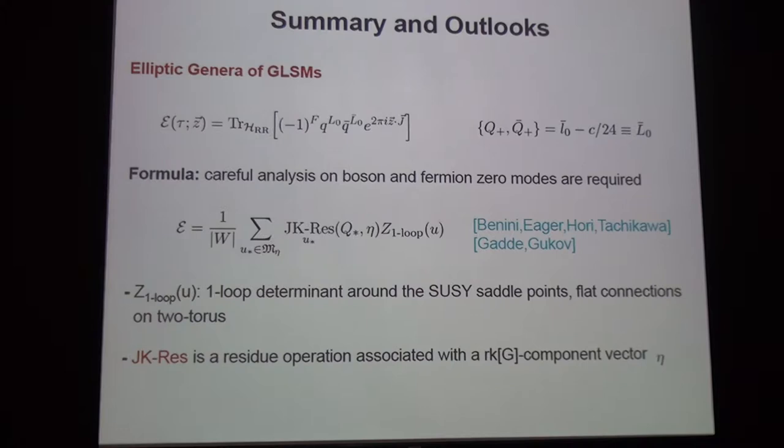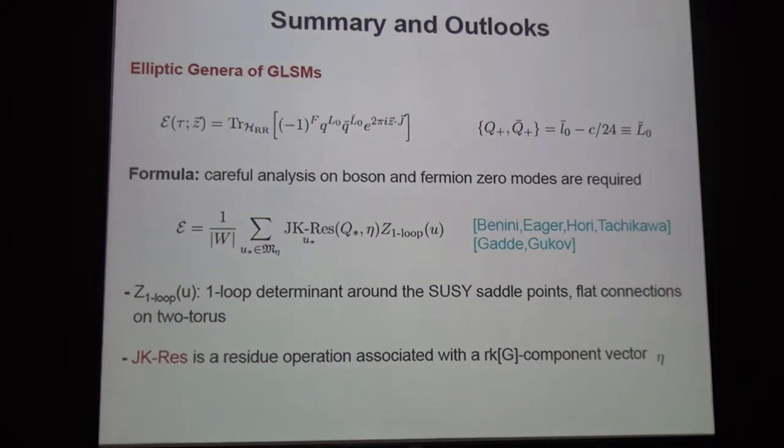W is the Weyl group of the gauge group. We have a one-loop determinant around the supersymmetric center point, which can be described as a flat connection on the two-torus. But this one-loop determinant contains lots of singularities. So to compute this elliptic genus, we need to do a certain residue operation on each of the singularities, which is called the Jeffrey-Kirwan residue operation. Of course, today I won't discuss anything about this Jeffrey-Kirwan residue.